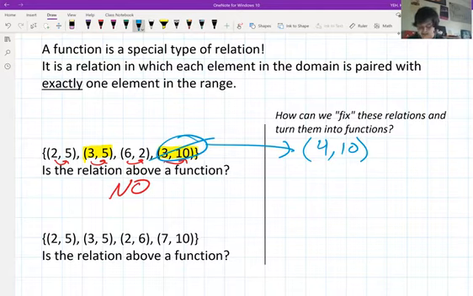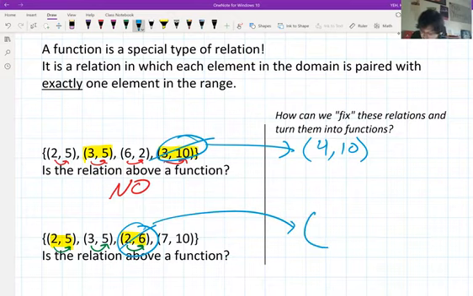What about the second relation on the screen? We see 2 going to 5, we see 3 going to 5, we see 2 going to 6, and immediately that's a problem. 2 going to 5, but 2 also going to 6. That single x value going to multiple y values, that means it's not a function. So let's change this. Let's change this to, instead of 2, 6, let's make it 100, 6.